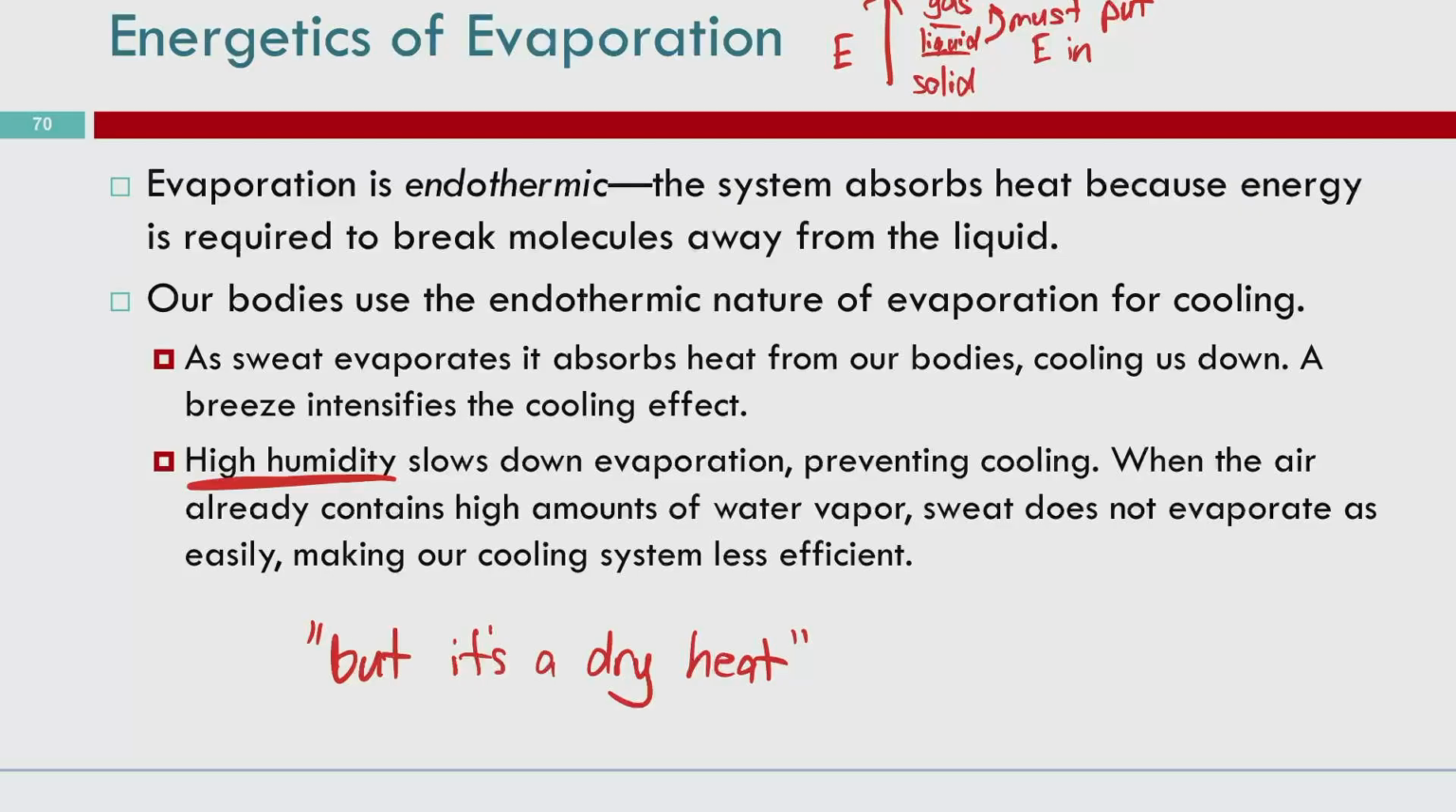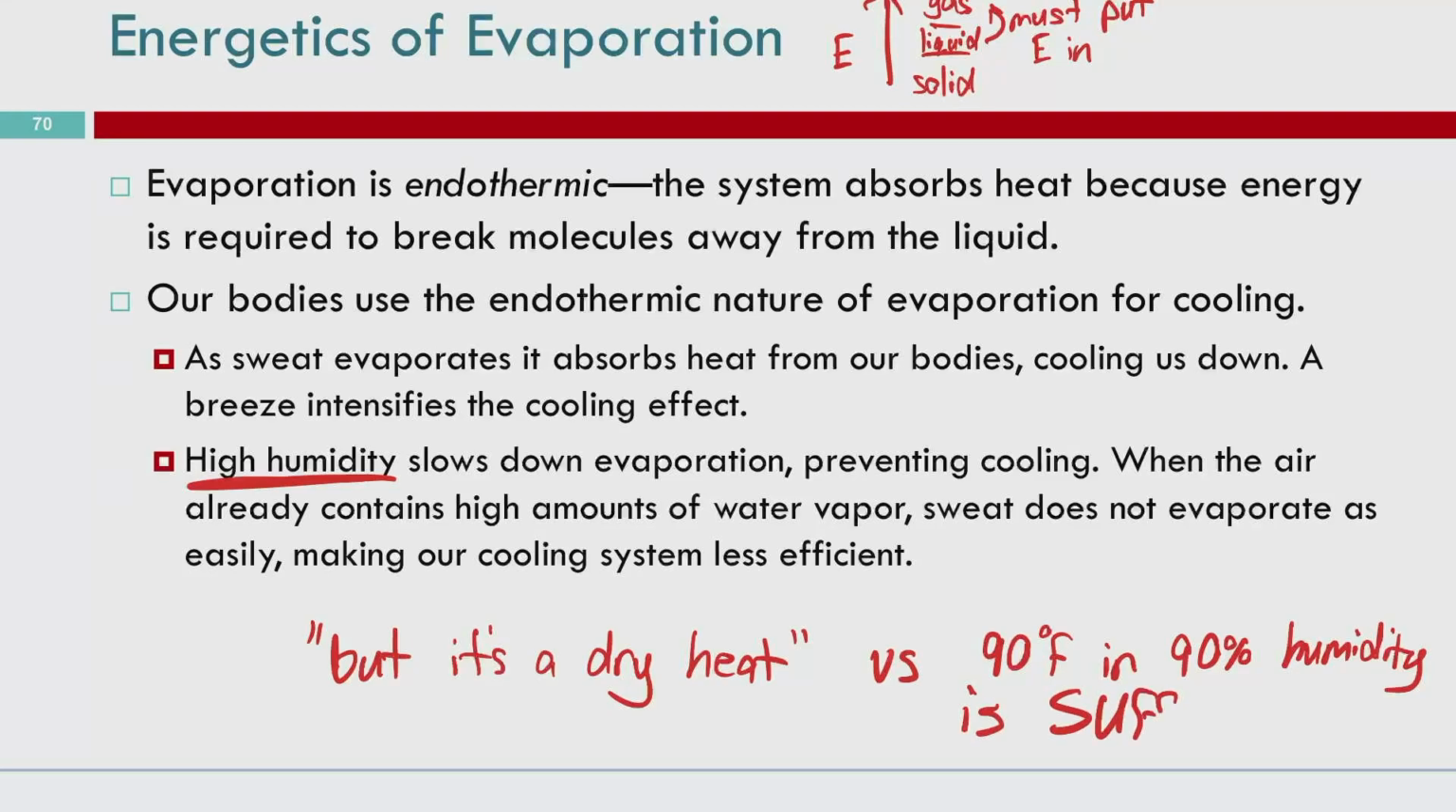But it's a dry heat means that our sweat actually evaporates. We can actually cool down. It's really not actually that bad if it's high 90s, low hundreds and you're sitting in the shade. It's really not that bad as long as you're sweating a little bit. Whereas 90 degrees in 90% humidity is suffocating.